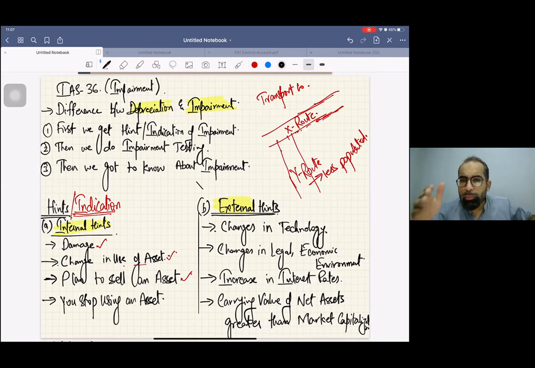Sometimes you stop using an asset. This is what we call abandoned assets. It means you decided to not use this asset for 2 years because there is no usage. So this is also an impairment hint. Why? Because the remaining life of the asset was 10 years and you were expecting that you will earn over the period of 10 years. But now as you have decided that for the next two years you are going to stop the usage, if you don't use it for the next 2 years, you won't earn a single penny from that asset for the next 2 years. So automatically your future cash flows will be disturbed. And when your future cash flows will be disturbed, this is the hint of impairment.